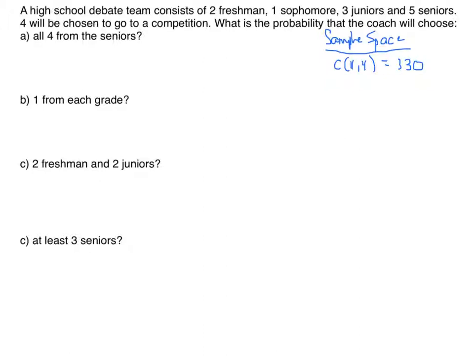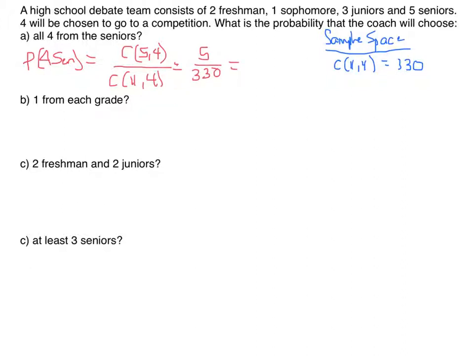So let's look at the first one. It says, what is the probability the coach will choose all 4 from the seniors? So this is going to be the number of ways to pick 4 seniors out of 5 from the total. So we have 5 seniors from which we are choosing 4. That's our particular example. Out of the 11 choose 4, that is our sample space. Well, 5 choose 4 is just 5 over the 330, which simplifies to 1 over 66. Okay, so that's the first one, pretty straightforward.